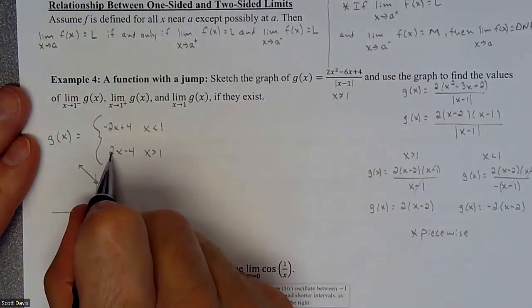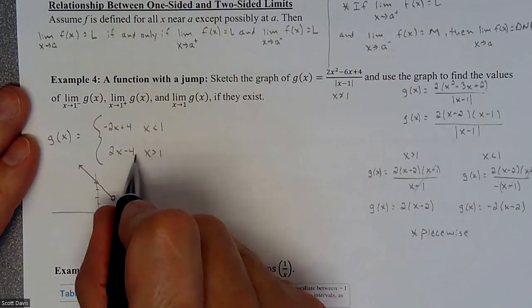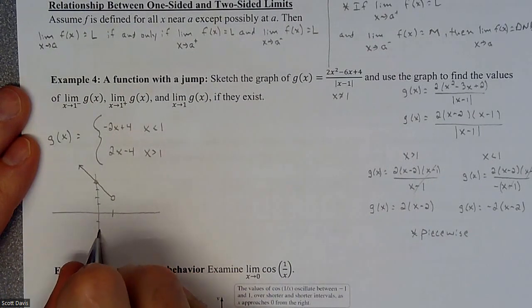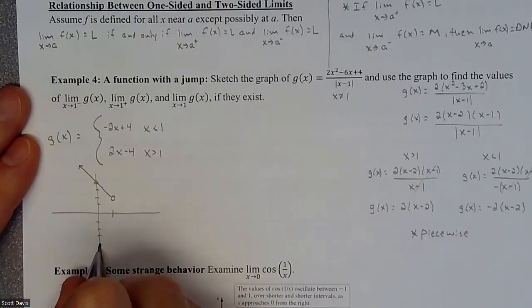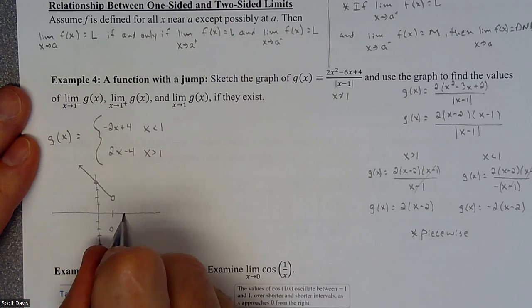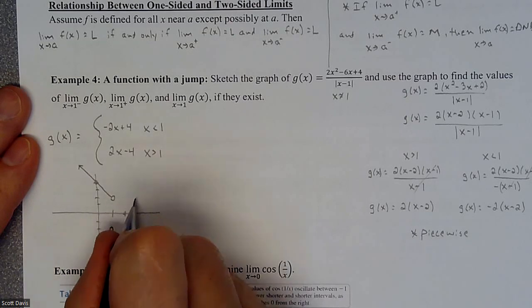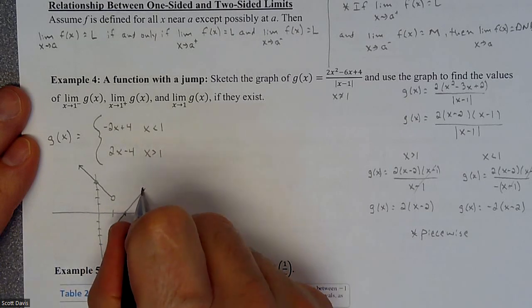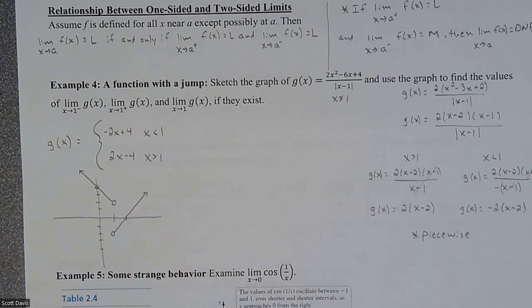And then this part of the graph doesn't really kick in until 1, but I need a y-intercept at 4. 1, 2, 3, 4. And then I'm going to go up 2 over 1, and here's where it's going to kick in, and then up 2 over 1, and then 2 over 1 again and again and again. All right, so there's what our graph looks like.